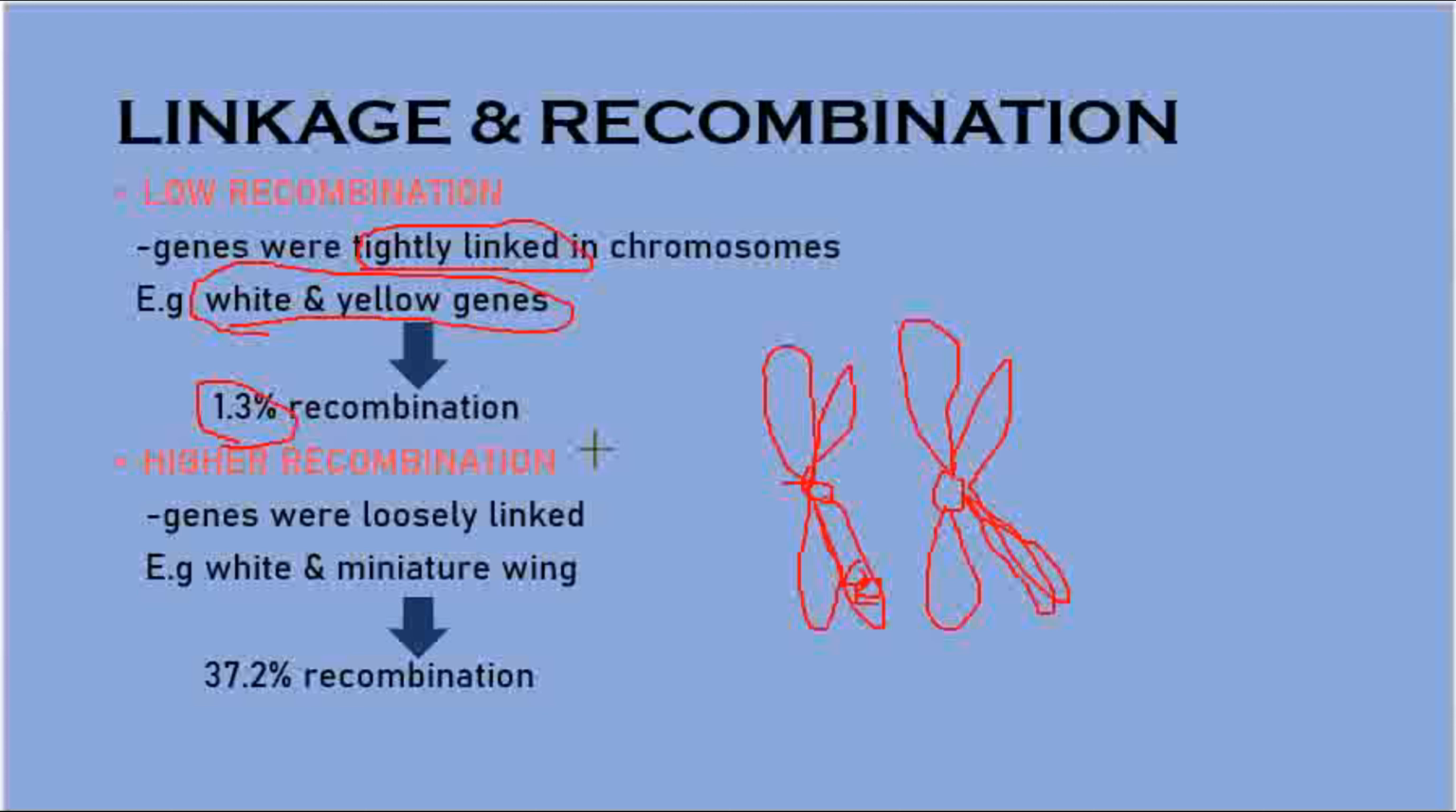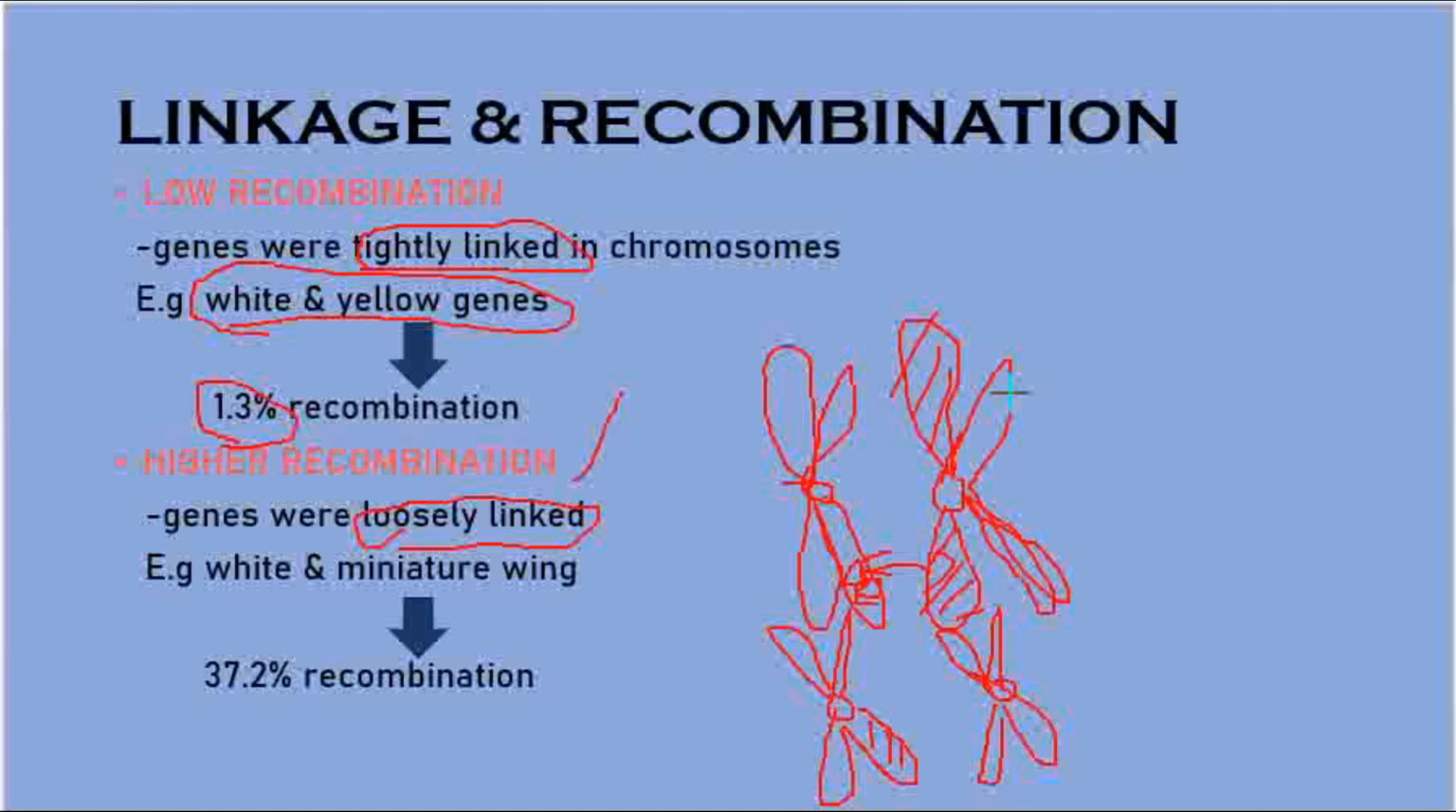There is higher recombination when the genes are loosely linked. When the chain is loose, it's easy to separate the genes, right? So there will be exchange of genetic material between the two chromosomes. The genetic material will be exchanged, and then only will we get new traits, right? When the genes are loosely packed, it becomes easy.